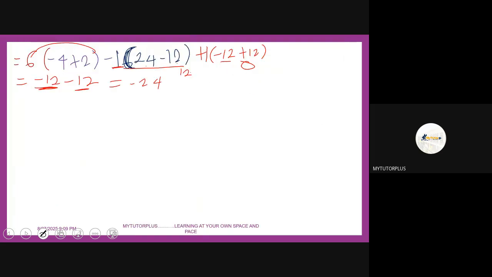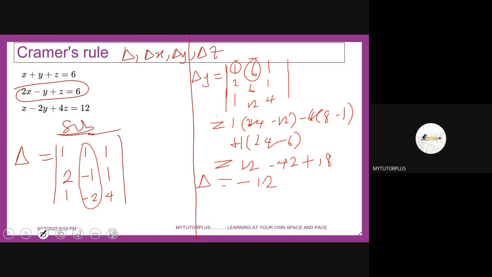This is the value of data x from our last survey. Data x equals minus 24. Please take note of data x equals minus 24. Have you copied it? Yes. So data x equals minus 24. Data y equals to what? Minus 12, right? Yes. Now we want to get the value of data z.